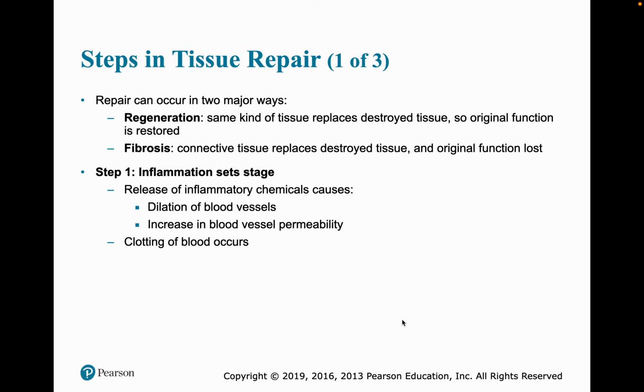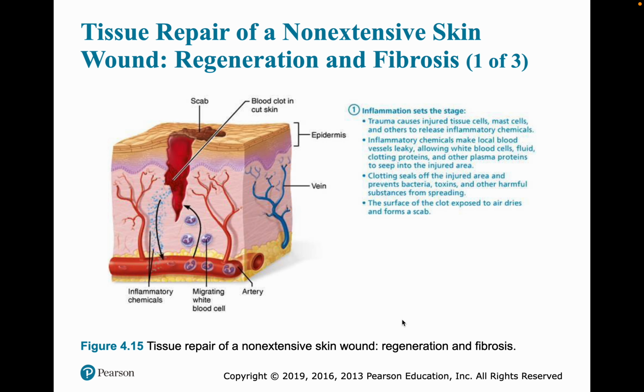So the first step, step one, is when inflammation is triggered. That causes the release of inflammatory chemicals, which dilate blood vessels, increase blood vessel permeability in the area, and begin the process of clotting in the area to block off that area so that things don't spread. So inflammation sets the stage: trauma causes the injury, inflammatory chemicals are released, clotting seals off the area to other areas, and the surface clots exposed to the air will dry and form a scab.